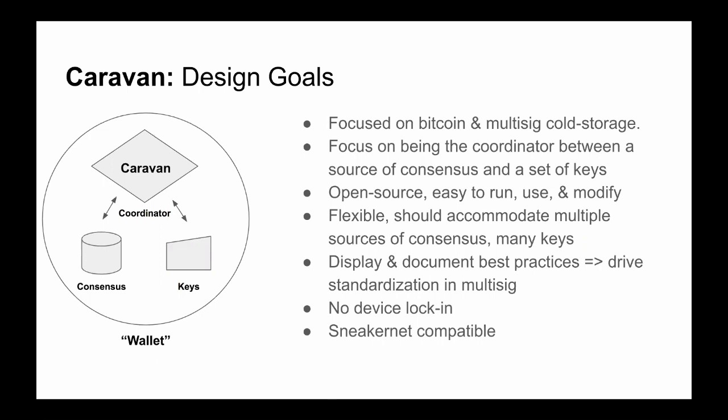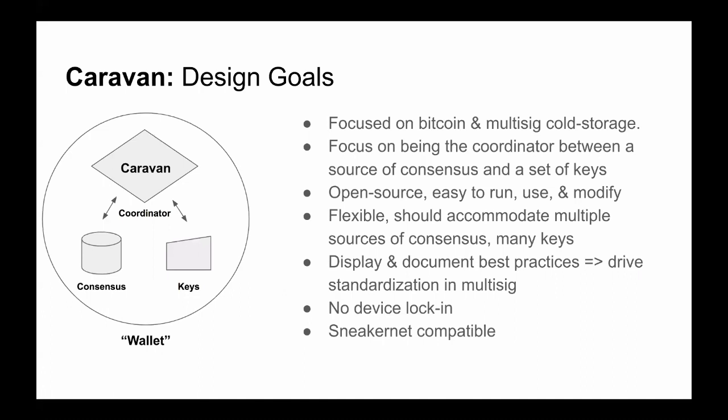So Caravan is an example of that second generation of wallet software. It doesn't handle consensus. You have to plug it into a source of consensus. By default, we'll use blockstream.info, but you're free to use your own full node. Similarly, Caravan doesn't manage keys. You can't put a software private key into Caravan or wallet words or anything like that. It always talks to something else that manages your keys.